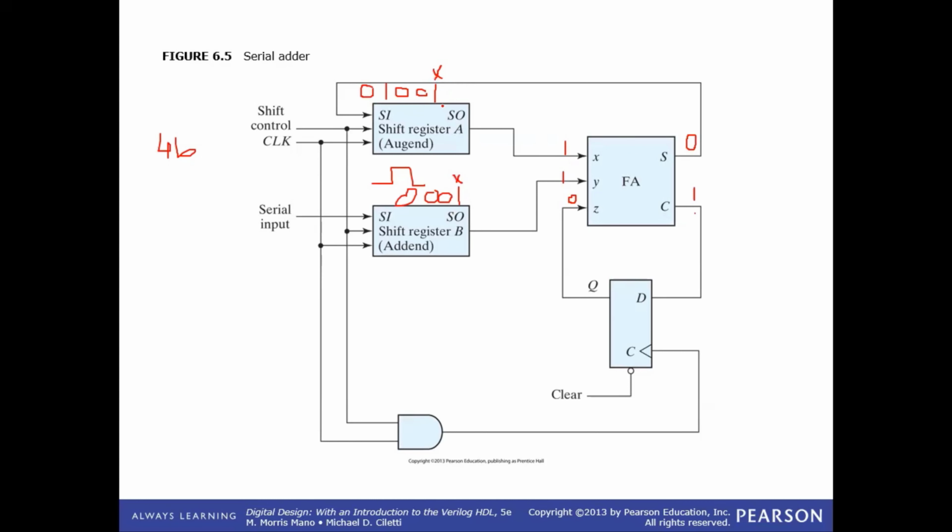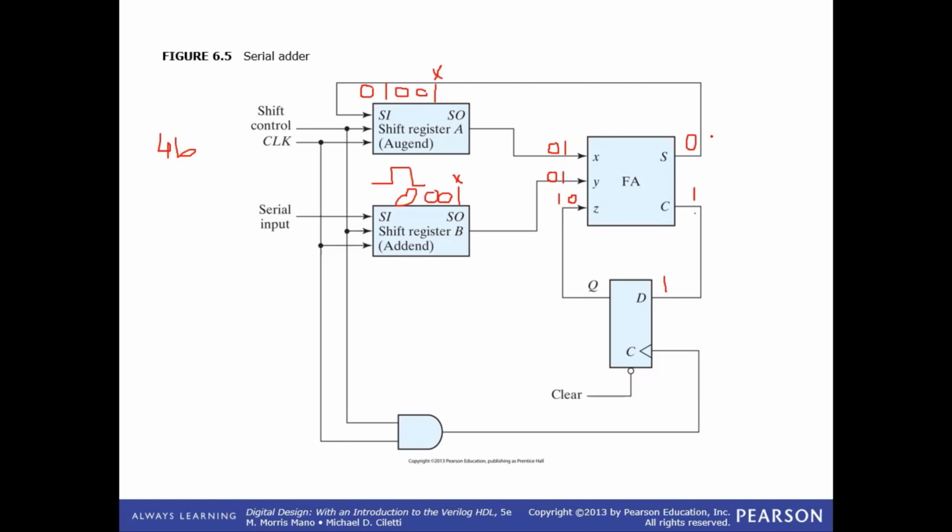Now we are at the second positive edge. At the second positive edge, a 0 comes over here and a 0 comes over here as well. Now, please tell me, at the second positive edge, what is going to happen? Since we'll have a 0 at x, a 0 at y, and what would be present at z at the second positive edge? 1. Very good.